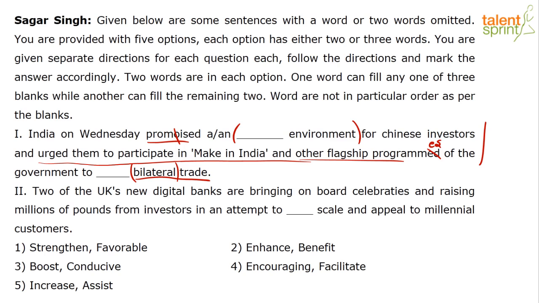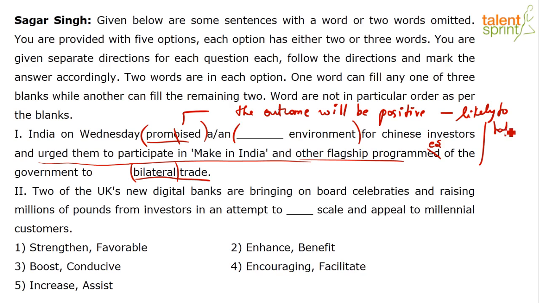See, they are talking about a particular situation, right? They're saying, boss, when you're looking at a promise, which means they are promising them, if you do this, right, the outcome that you're looking for, the outcome will be positive or will be likely to happen, right? That's what they're saying. So if that is the case, I need a word that is giving me that meaning, right? For Chinese, to urge them to participate. This is where the encouragement is coming.